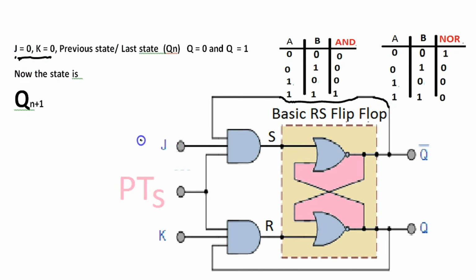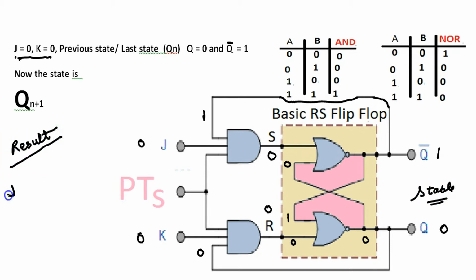Let's again take J equals 0 and K equals 0 in the previous state. Now let us alter the previous state: Q complement 1, Q 0. This 1 comes here. So this is 0 because one input of the AND gate is 0. This is also 0. The whole line is 1; 1, 0 is 0. This whole line is 0; 0, 0 is 1. This is again a stable state. So if the previous state is 1, 0, it exists as it is, no change. So J equals 0, K equals 0.